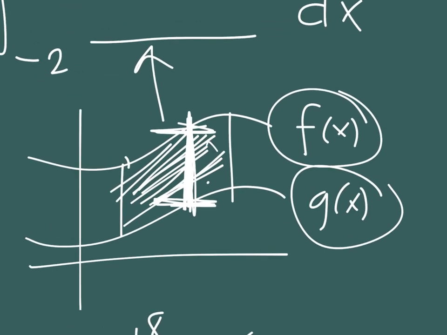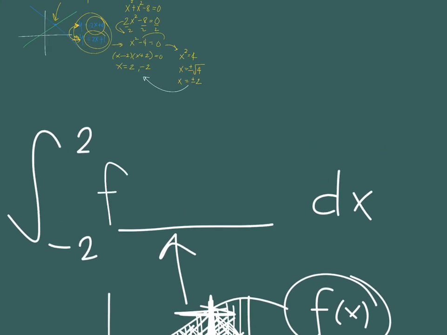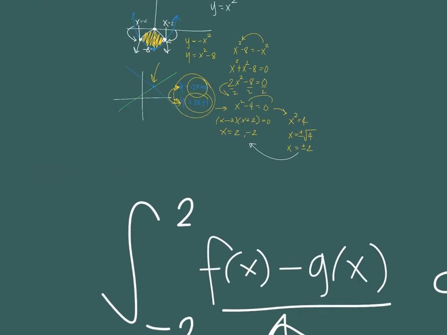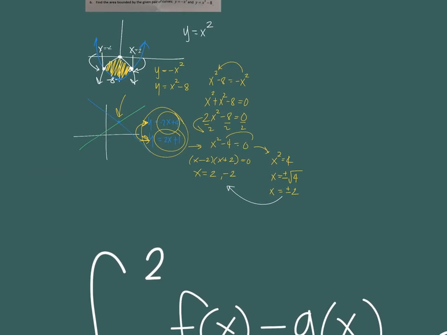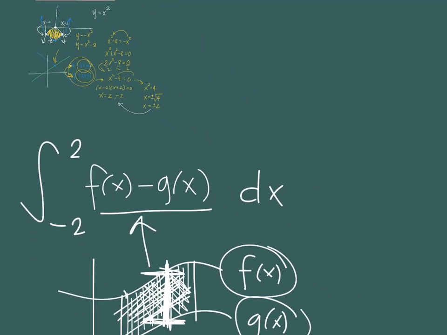The area is a composition of so many vertical rectangles in which the height of the rectangle is the difference of the two functions. So we place f of x minus g of x, and that's how we are going to find the area. Okay, let's go back to our graphs. Which one is on top? The x squared minus 8 or the negative x squared?